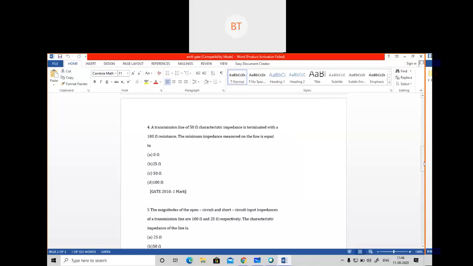I will make sure the answer is B. What is the B answer? Correct, B is the correct answer: 25 ohm. Aditi, how did you get that answer? You responded very fast. Sir, you did this question in class: Z naught square equals Z in into Z L, so we had to find Z in, so Z naught square divided by 100. Okay, so B is the correct answer.